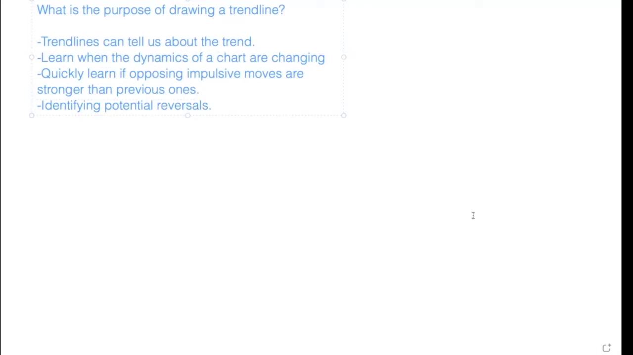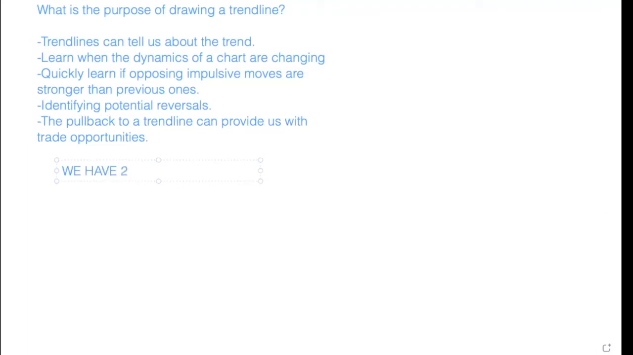Also, a pullback to a trend line. This is what most traders I know use a lot. The pullback to a trend line can provide us with trade opportunities. There are people who, when they see a candle come near the trend line, enter their positions. So that is very important.